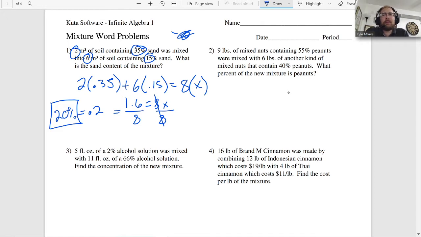All right, let's move on to number 2. 9 pounds of mixed nuts. And by the way, what I'm doing here is I'm circling the numbers, because for any math problem ever, what's the point of every math problem? To take the numbers and put them together and get an answer, right? Isn't that every math problem?